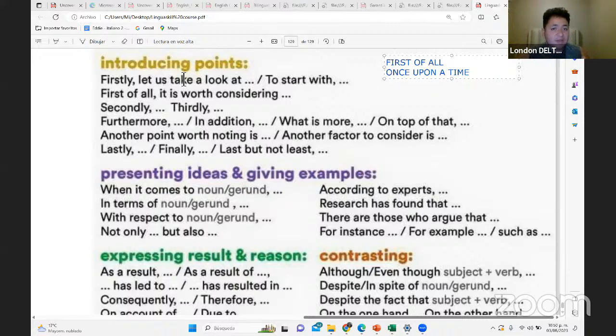Let us take a look at es como para empezar a hablar quizá en algún proyecto. Puedes decir primero, echemos un vistazo a o vamos a hablar acerca de. Entonces, firstly, let us take a look at y dices lo que quieres decir. So yeah, it's let us, your partner, pronounce it correctly. Let us take a look at. Take a look es echar un vistazo. Y look siempre va acompañado de at. Look at me. Look at this. Okay. The other one is to start with. ¿Qué querrá decir to start with?